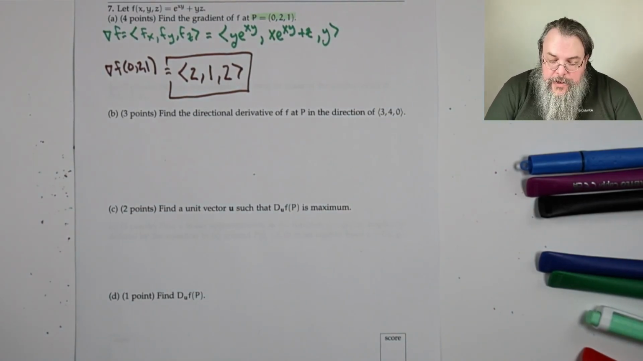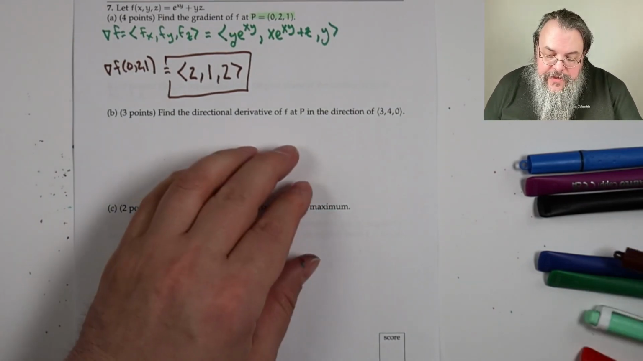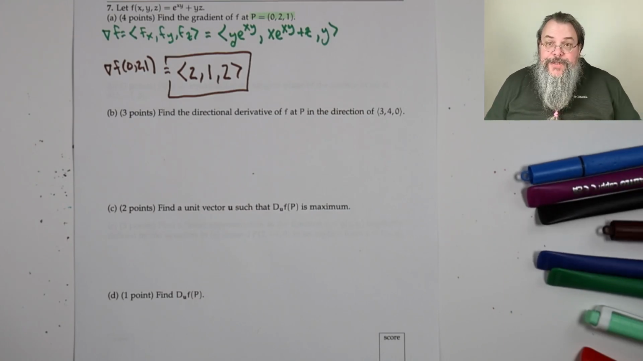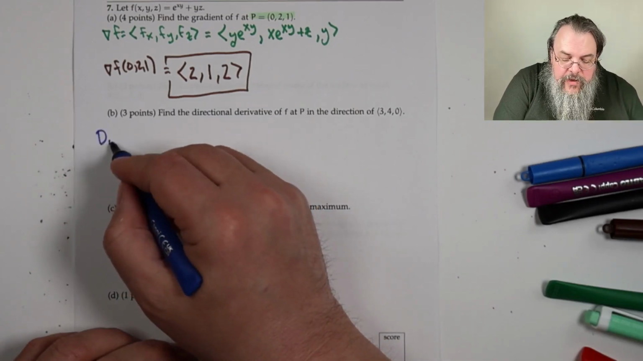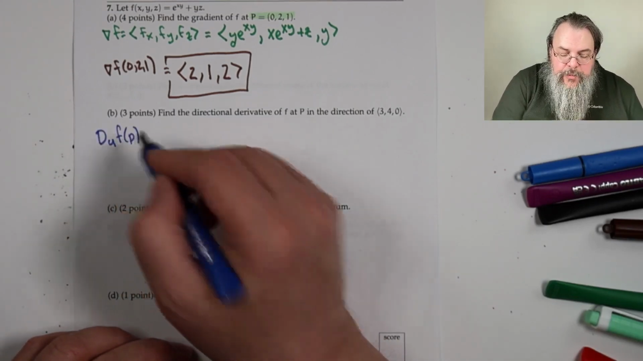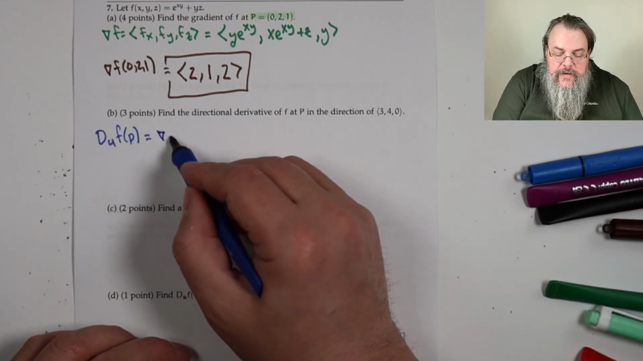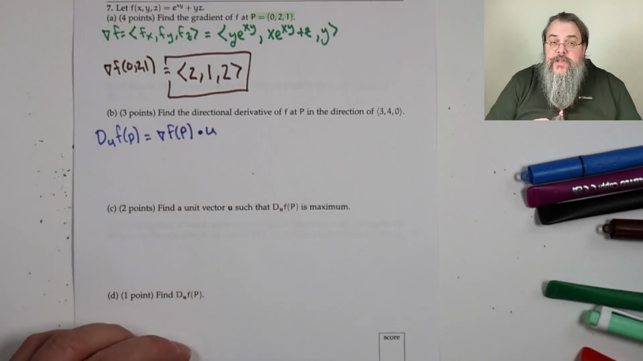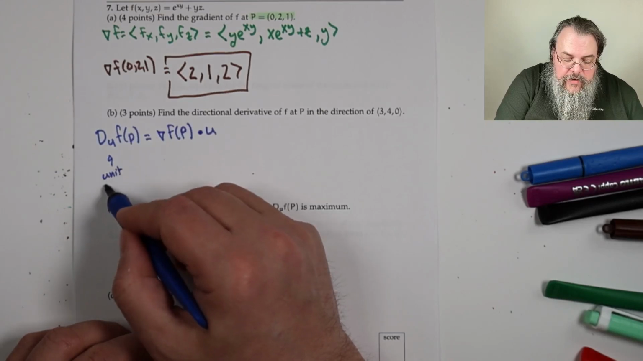All right, good. Progress. Now, find the directional derivative of f at P in the direction (3, 4, 0). Okay, so directional derivative, and that has several aspects. So how do we find a directional derivative at a point P? Well, the formula says you take the gradient of the function at your point dot the direction u, and u here, remember, needs to be a unit vector.